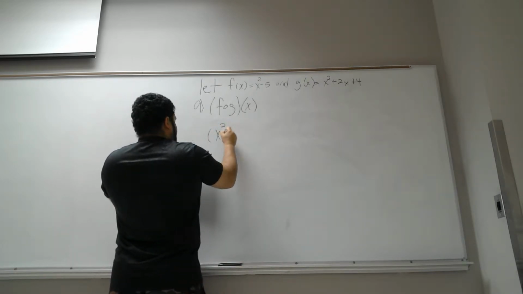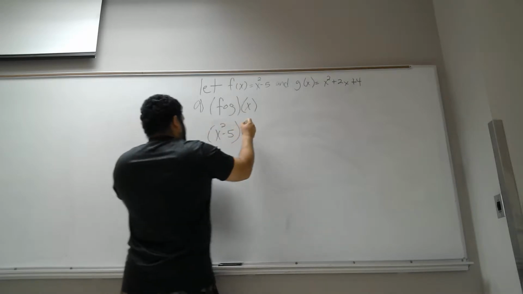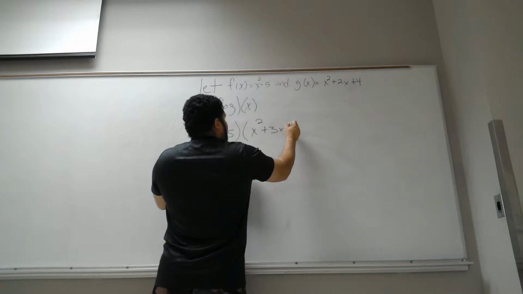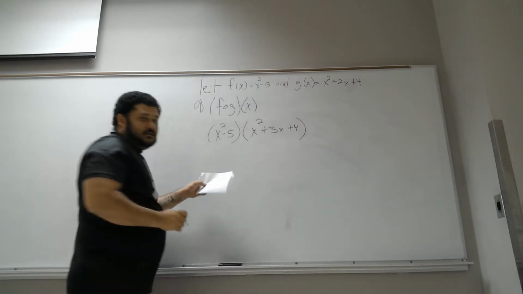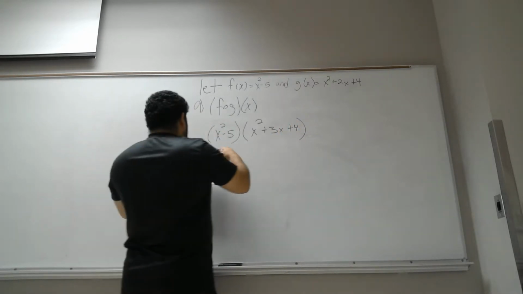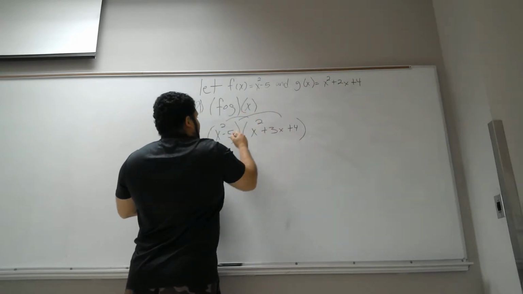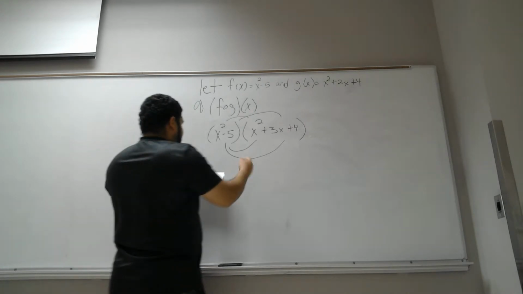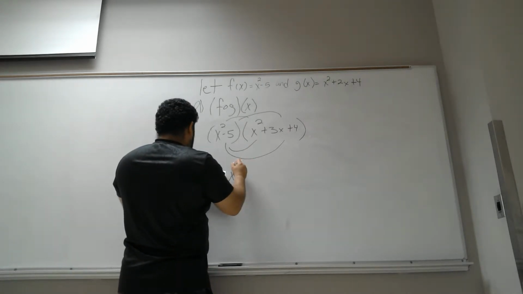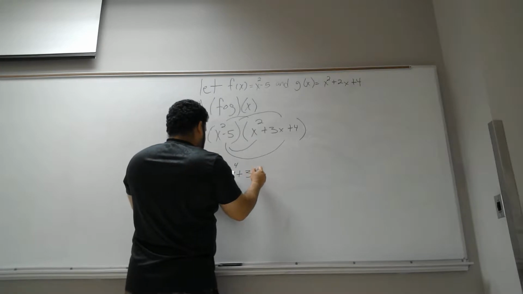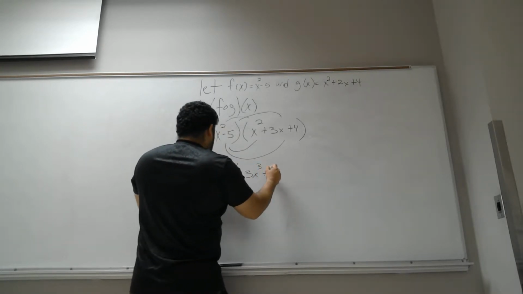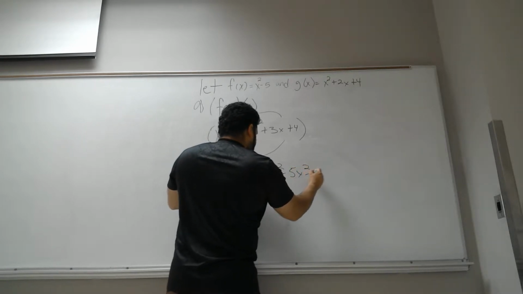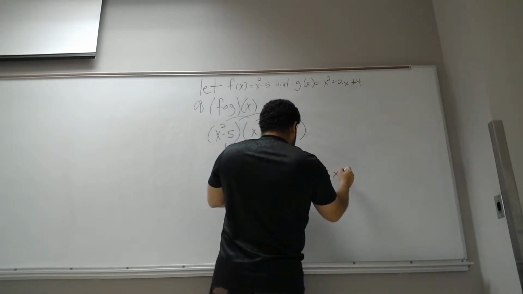x squared minus 5 times x squared plus 3x plus 4. Now to solve this, we're gonna do the FOIL method with both of the numbers that we got here. So that will turn out into x to the 4th plus 3x cubed plus 4x squared minus 5x squared minus 15x minus 20.